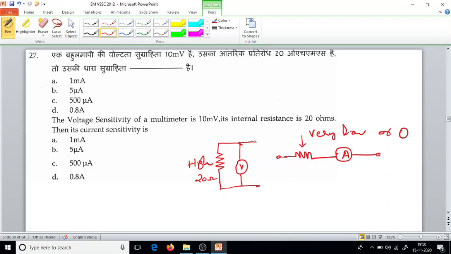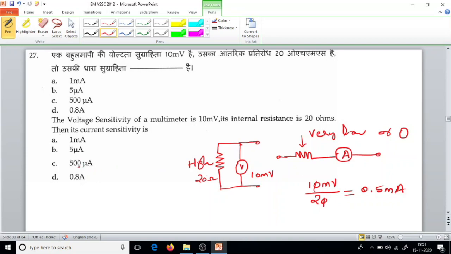Now it has got 10 millivolt sensitivity. This voltmeter has got a sensitivity of 10 millivolt. Now we have to find what is the sensitivity of the same voltmeter if we use it as an ammeter. So 10 millivolt divided by 20 ohms comes to 0.5 milliamps. If you give 0.5 milliamps to this ammeter, full deflection happens. That is the sensitivity of this ammeter, that is 0.5 milliamps.